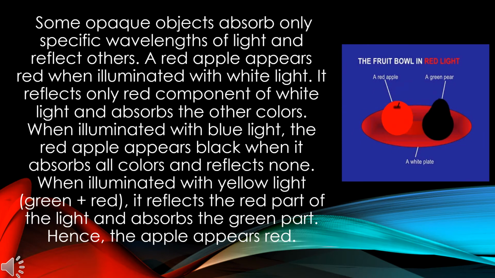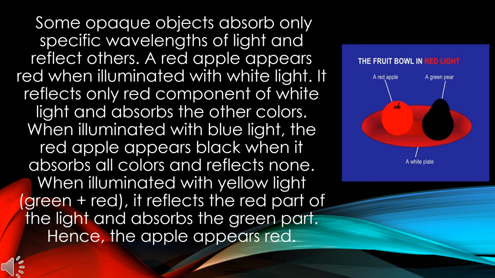Some opaque objects absorb only specific wavelengths of light and reflect others. A red apple appears red when illuminated with white light. It reflects only the red component of white light and absorbs the other colors.